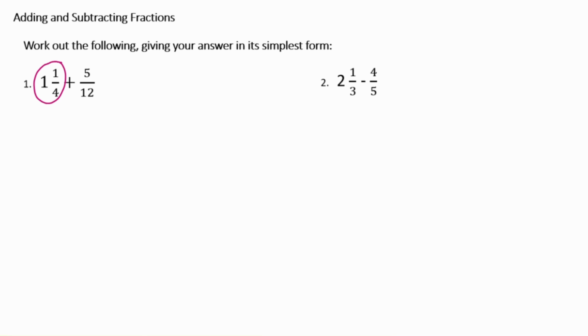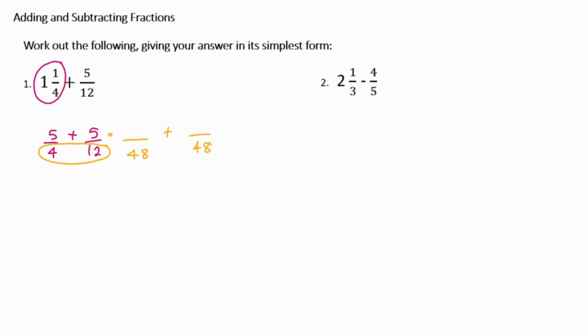So if we convert 1 and 1/4 into an improper fraction, that gives us 5 over 4. The second fraction is just a proper fraction, so we can keep that as 5 over 12. And now in order to add these, we can first multiply both the denominators in order to have a common denominator. So if we multiply the denominators, 4 times 12 is 48.